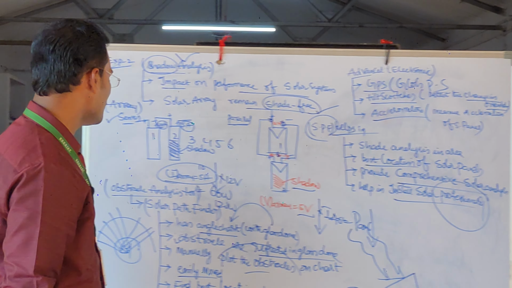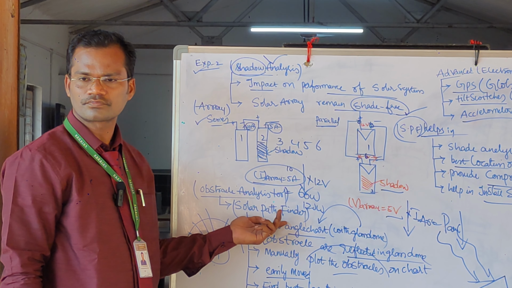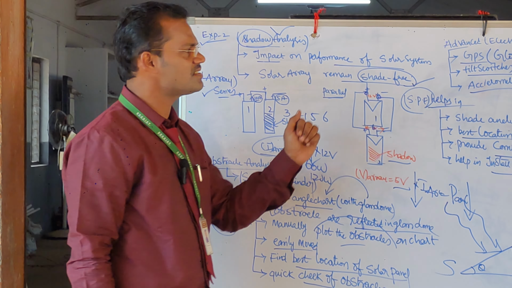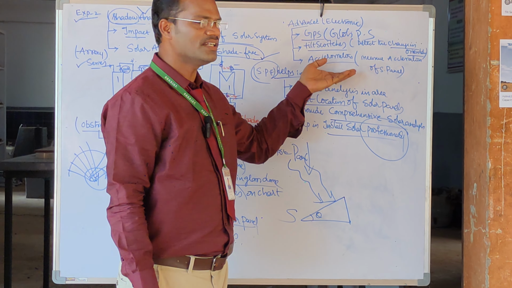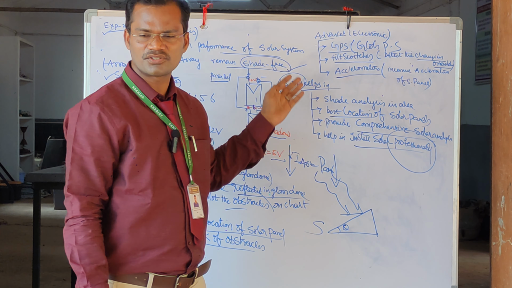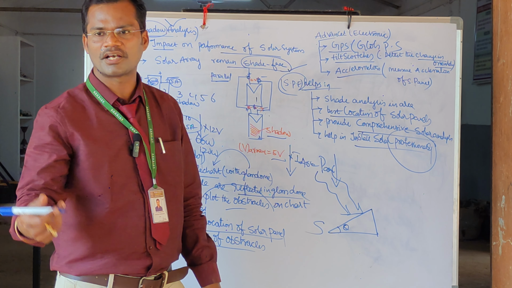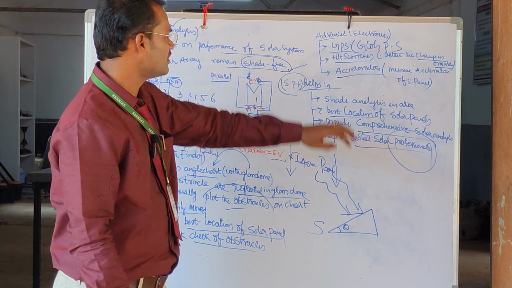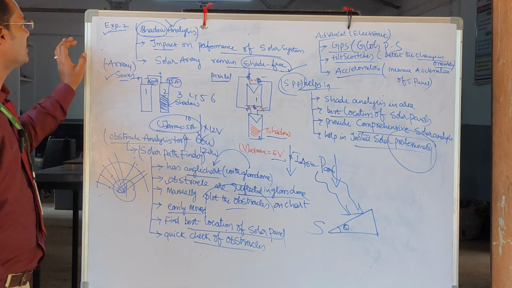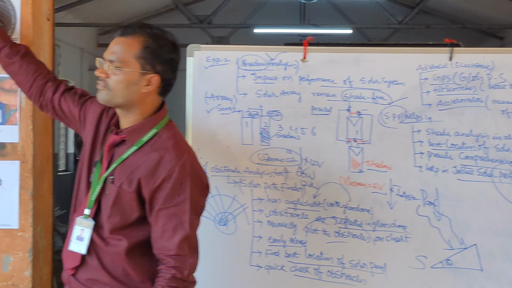To do a professional design, what kind of equipment do you require? Solar pathfinders, tilt switches and accelerometers. The latest technology we also require to identify the obstacles in the location. So after this, what is the complete analysis? Shadow analysis. Okay, after completing the shadow analysis you need to draw this graph.